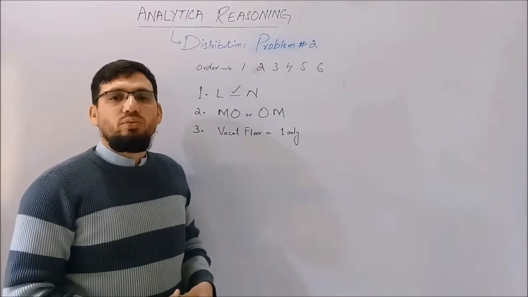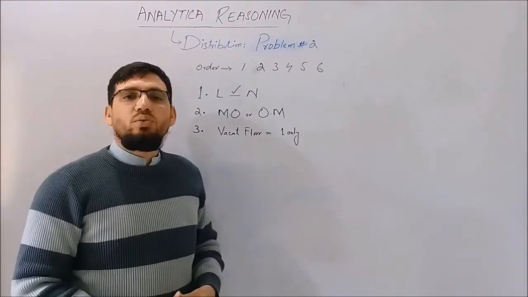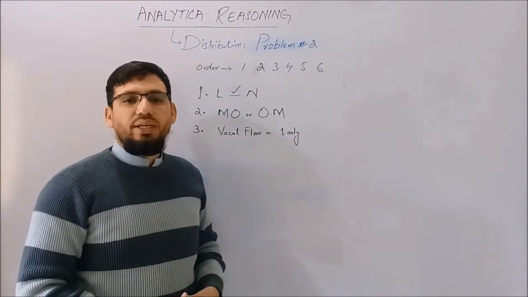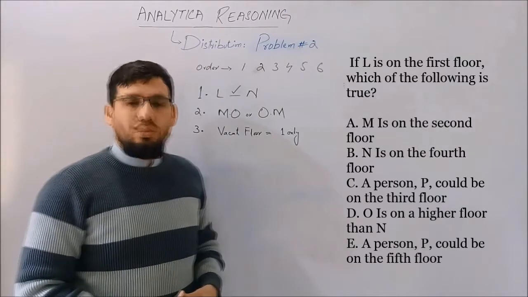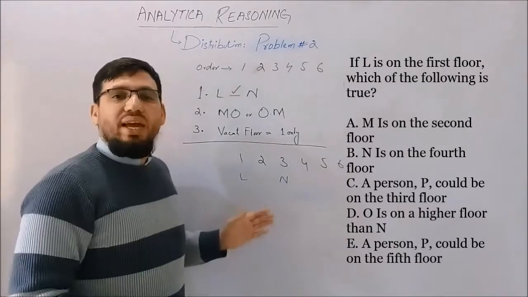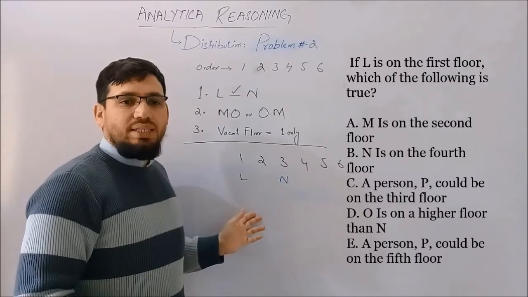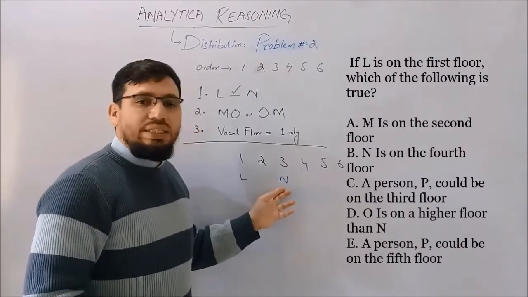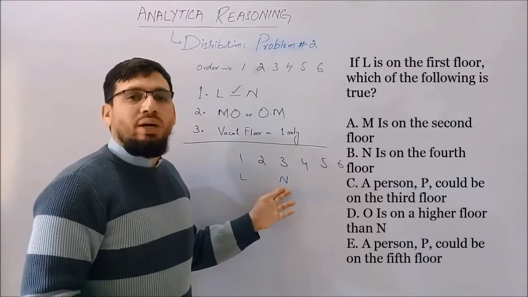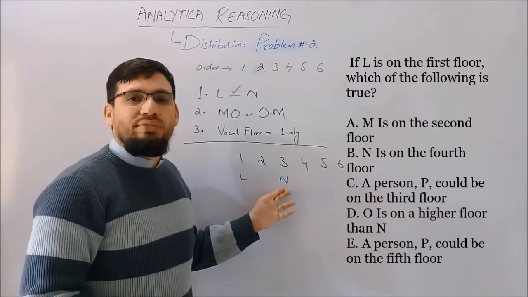Okay, let's move to the question we have. The first question about this order is: if L is on the first floor, then which of the following is true? Okay, let's find it out. If L is on the first floor, it implies that N must be on the 3rd floor. But we are not confirmed about the positioning of other individuals on different floors.